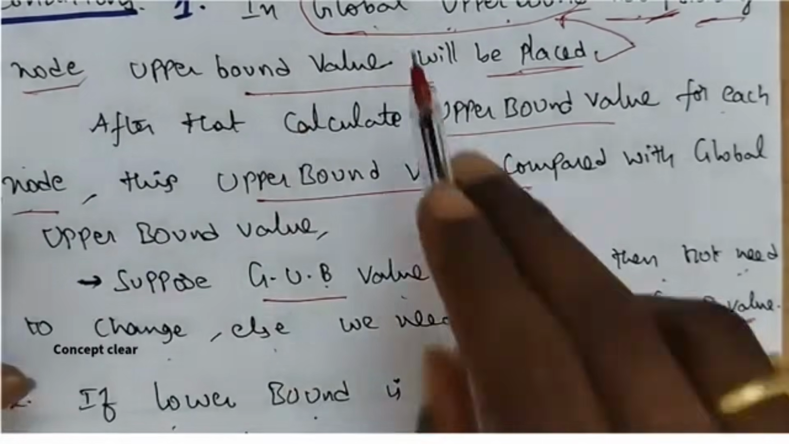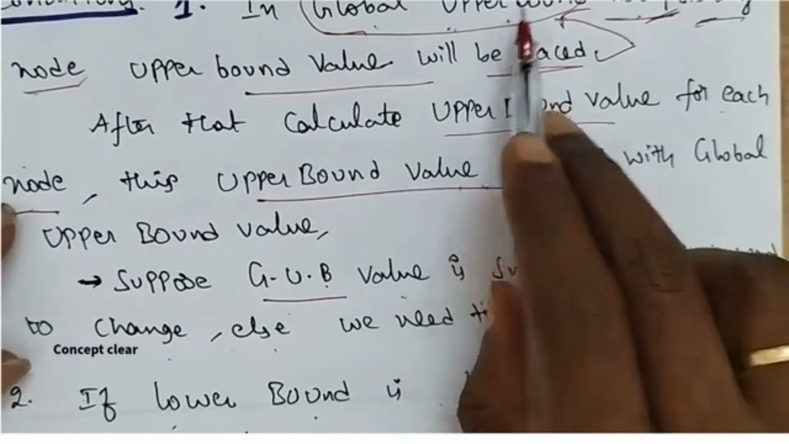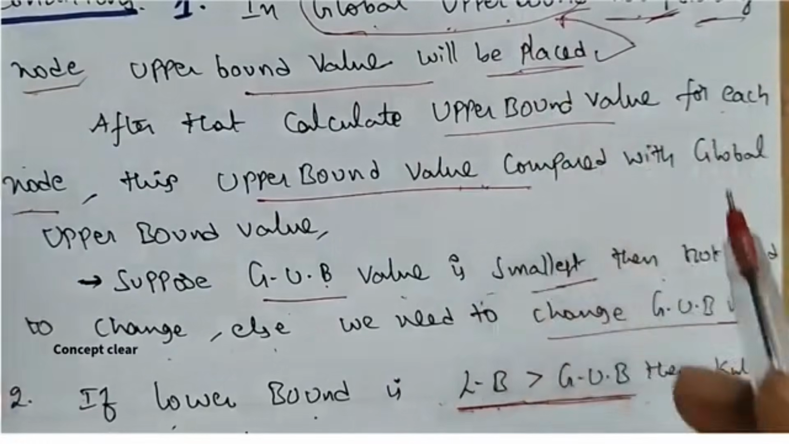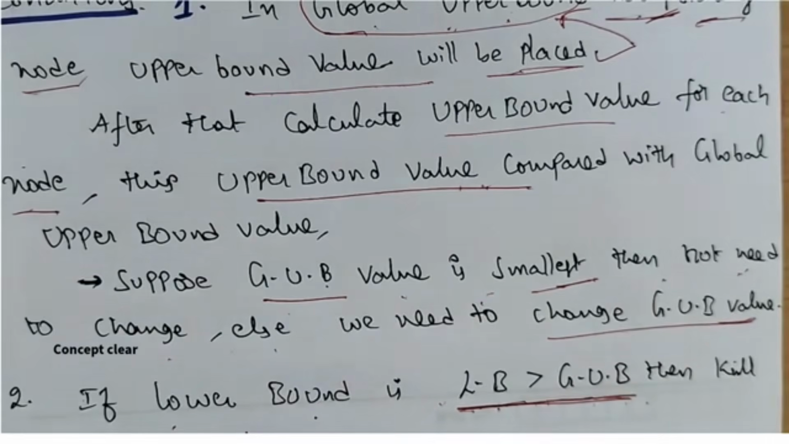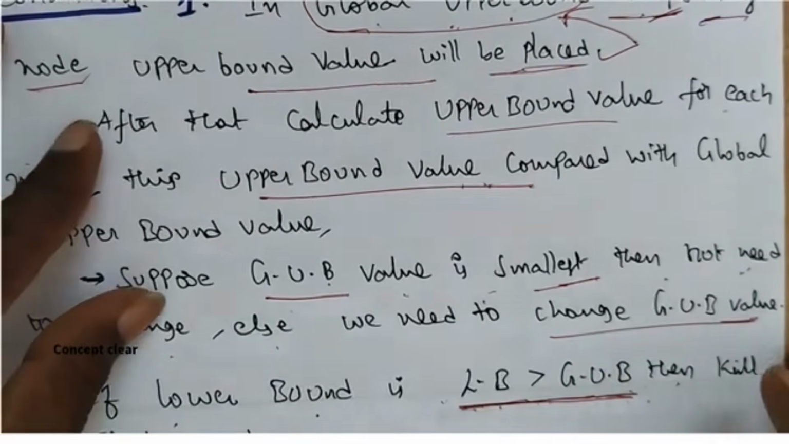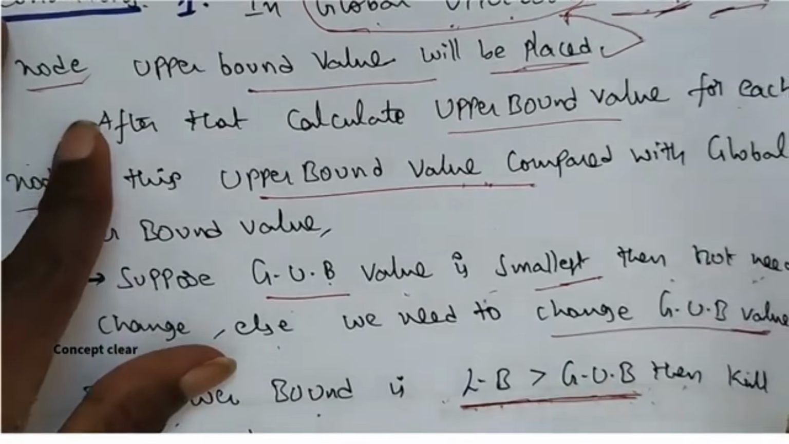What is the first condition? The global upper bound value will be compared with the upper bound value for every node. If it is smaller, then we have to swap the value. What is the second condition? If the lower bound is greater than the global upper bound value, then kill that node every time. These are the two conditions. Remaining are the same as the previous topics.